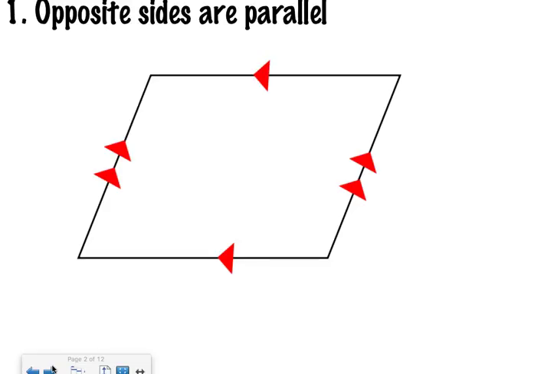So our first property is that opposite sides are parallel. On here I showed you, remember what that looks like, those big arrows. That means these two sides are parallel, as are these two. So if you have opposite sides that are parallel on a quadrilateral, then it's a parallelogram. Hence the name parallelogram.